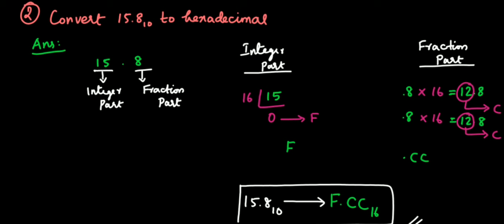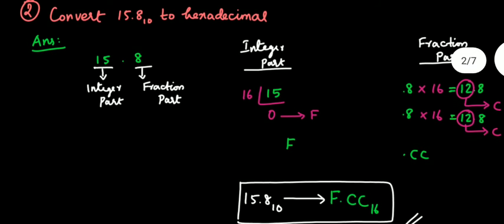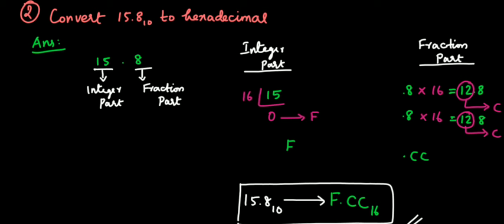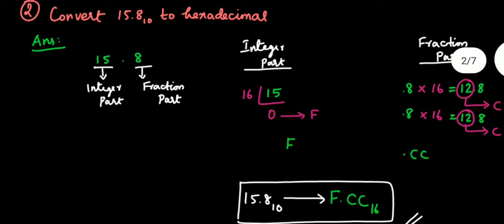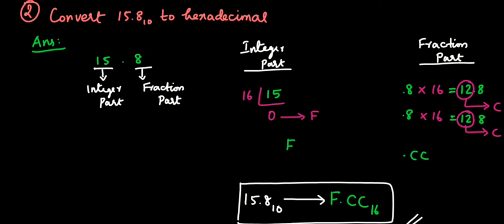Coming to the fraction part, 0.8 is multiplied with 16, which is equal to 12.8. So take the integer part out. What is the integer part we have here? 12. In hexadecimal, 12 means C. Again 0.8 I am going to multiply with 16. What are we getting again? 12.8 only. So again 12 we have to take out.